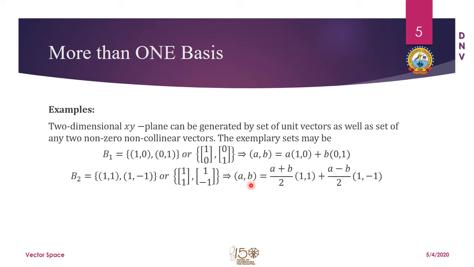So we can always write this as a linear combination of these two vectors, and hence we can say that the set b2 is also a basis for this xy plane. But one point you might have noted over here is that the basis b1 and this basis b2 both contain the number of elements equal to 2.